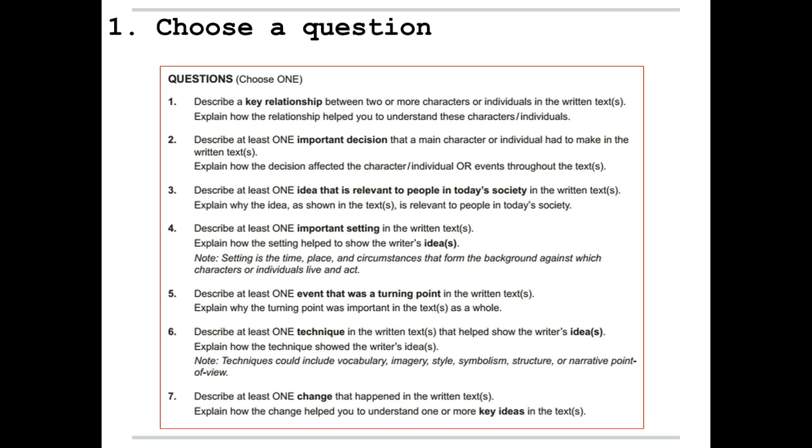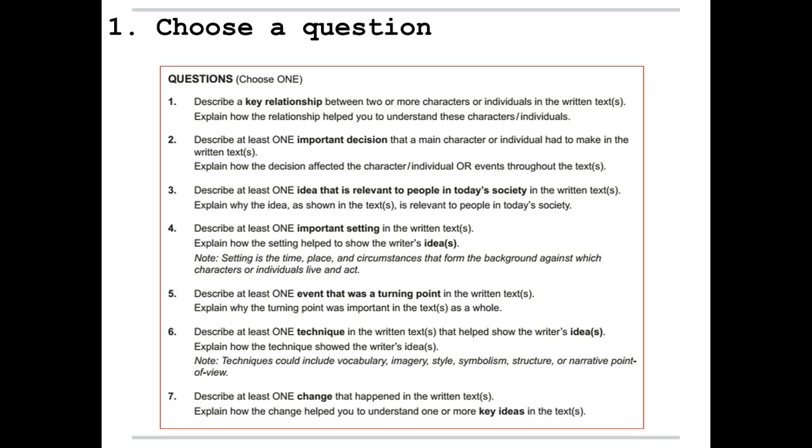Here is what your questions are going to look like when you do NCEA English at Level 1. In the actual exam there'll probably be around 7, maybe 8 questions to choose from. First thing that you always have to remember, you only have to do one question. Don't do all 7 or all 8 because you won't achieve the standard. You need to choose one. So that's our first step in this whole process, choosing a question.